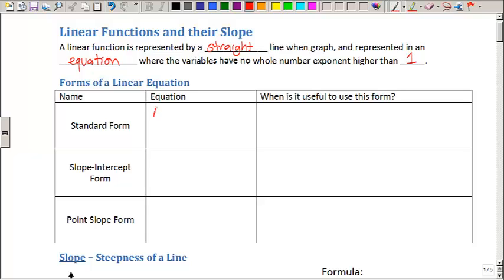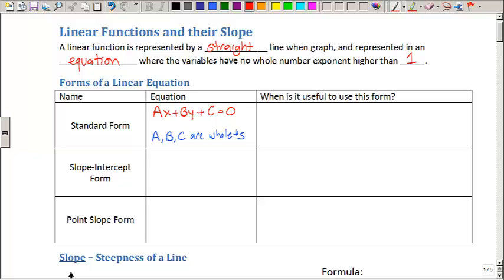The standard form is ax plus by plus c equals 0. Again, notice that the variables x and y have no exponent higher than 1. But the variables a, b, and c, which will be constants when we actually have a real equation, are going to be all whole numbers, which makes the standard form a very pretty equation with all nice whole numbers, no fractions, and very nice to look at.